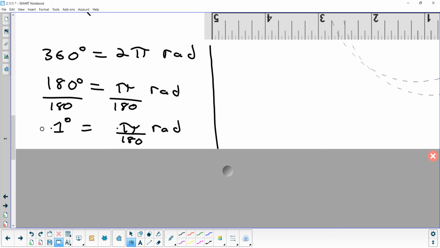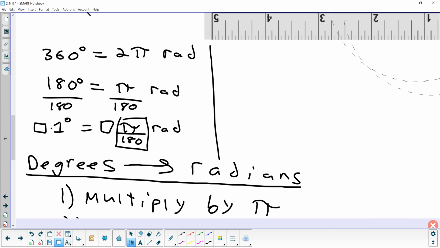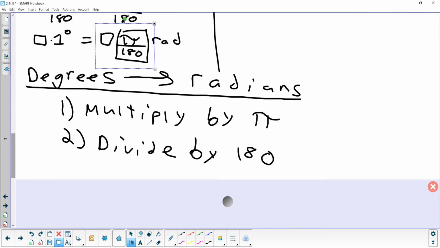The point is not what number you put in that box, it's that part right there. It's that pi over 180. So anytime you want to convert a certain amount of degrees to a certain amount of radians, that's the conversion that you use. You multiply the number of degrees by pi, and you divide by 180. That's how you convert degrees to radians.